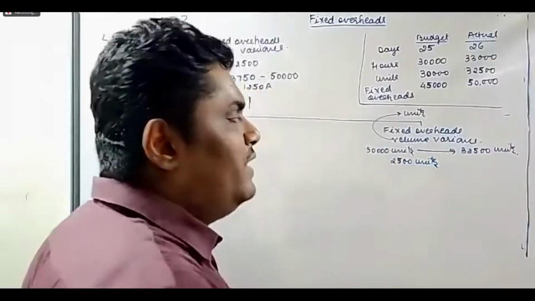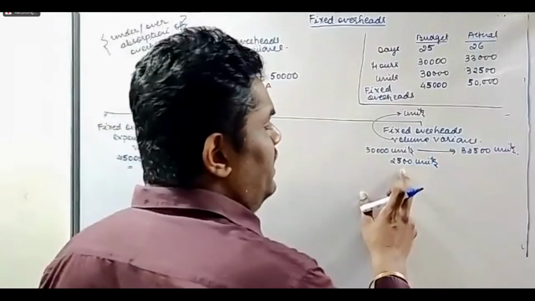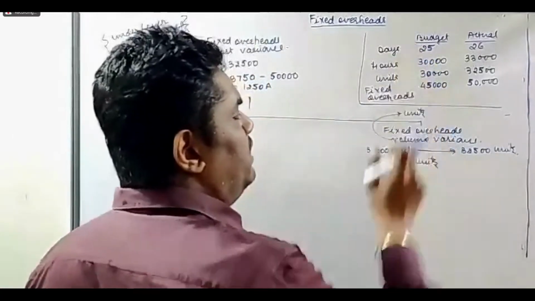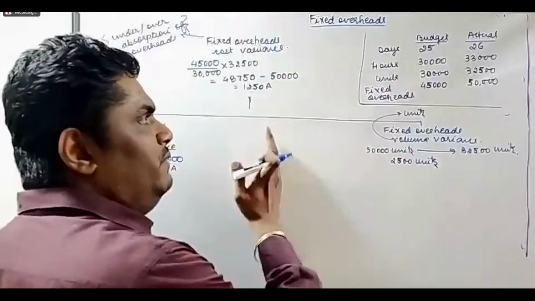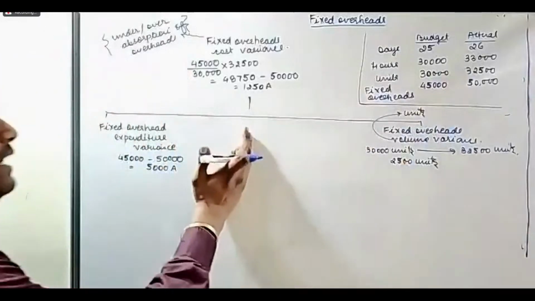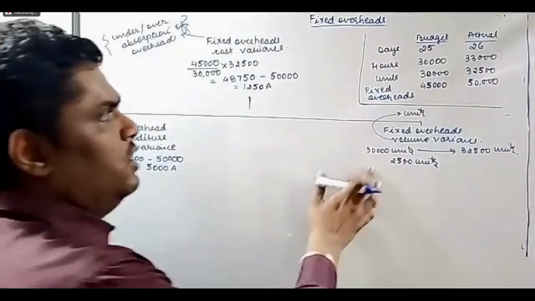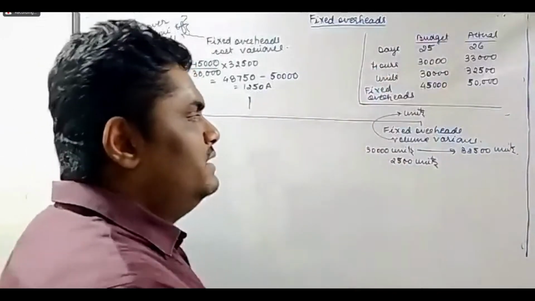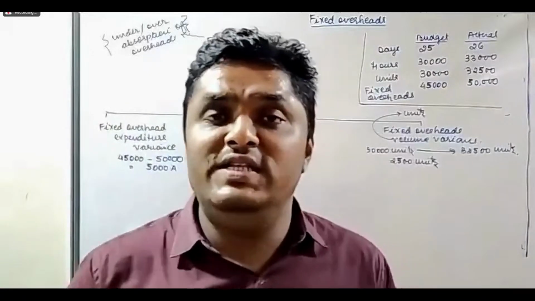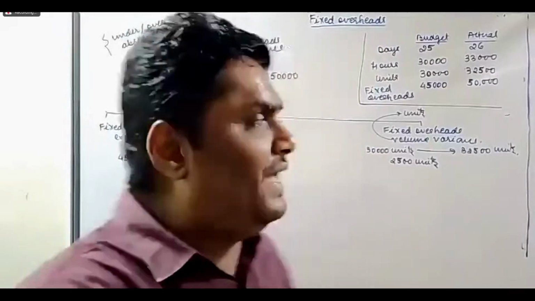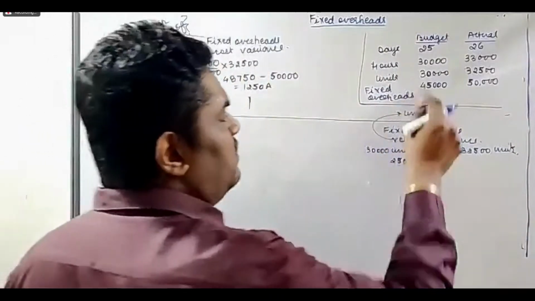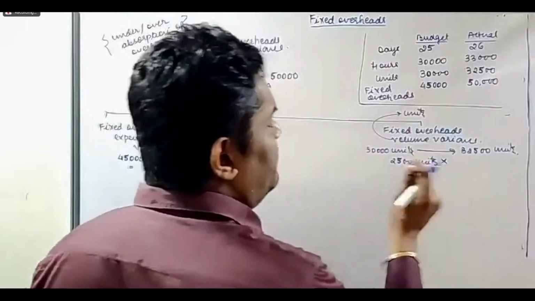It's a good sign for the company. Since it is units, we'll be taking the rate per unit. From here on, the difference between budget and actual is already considered as fixed overhead expenditure variance. So from now onwards, since we are calculating the variance because of change in units, we'll be taking the standard rates only.